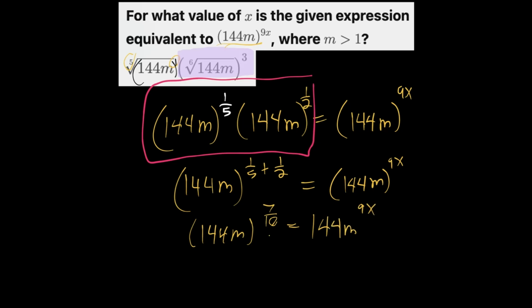So now we've got our identical bases, the expressions are equal, and we can set the exponents equal. We can say 7/10 must equal 9x. Divide both sides by 9 to get x by itself. And like I said, dividing by a number is the same as multiplying by 1 over that number. So here you have cancellation, and x equals 1 times 7 over 9 times 10. 7/90. And that's our last answer.